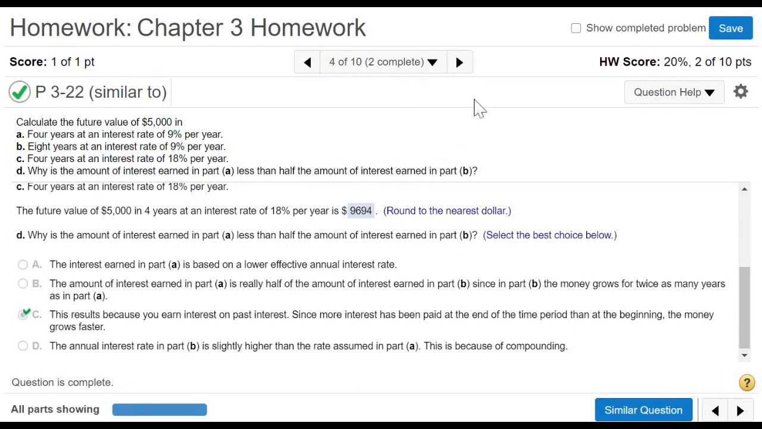A lot of people fail to realize that. They don't understand that concept. Think of it this way. Your money is growing each year by that amount. And then you're going to get interest based on what you had the year before, and so on and so on.